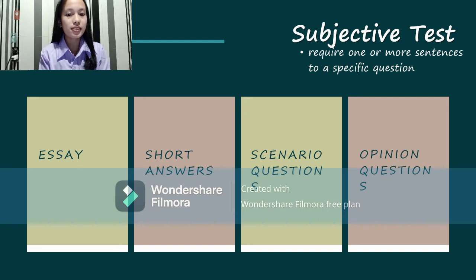These aim to assess areas of students' performance that are complex and qualitative, using questions which may have more than one correct answer or more ways to express it. In short, subjective tests require one or more sentences to answer a specific question. For example, essays like narrative, persuasive, argumentative, short answers, scenario questions, and opinion questions.